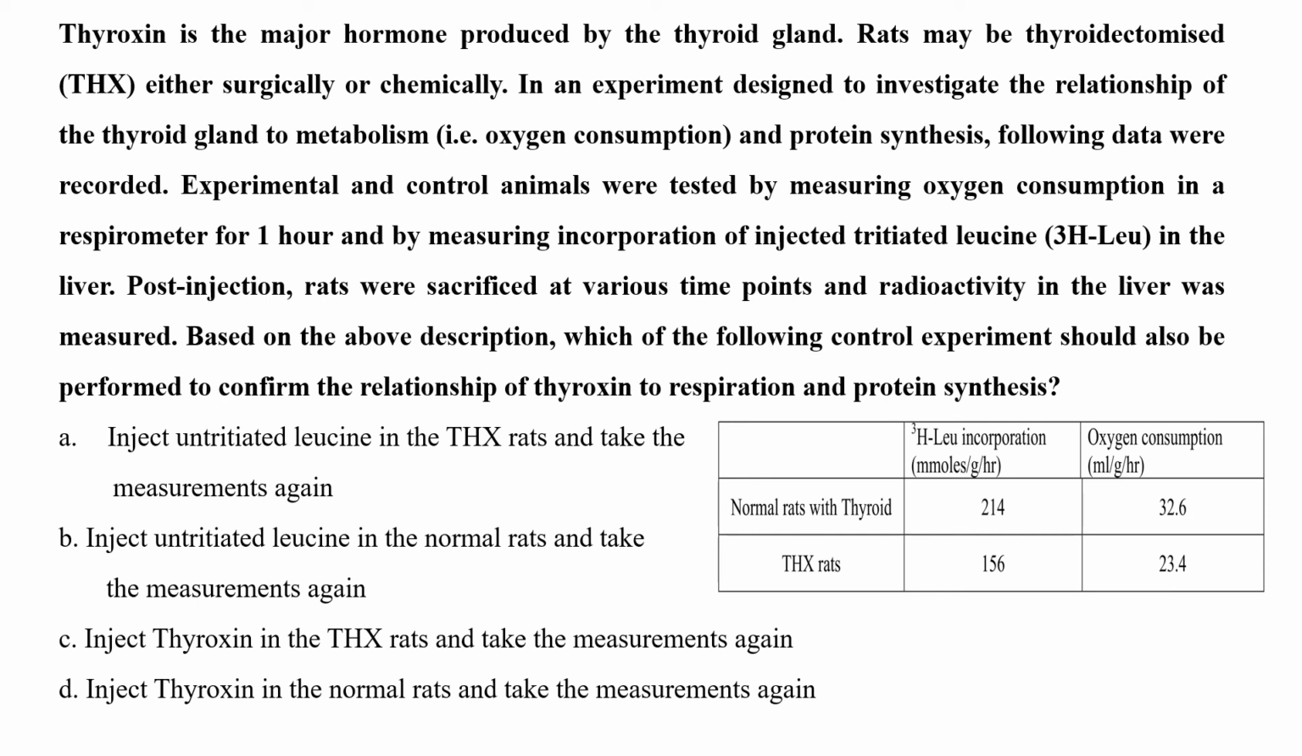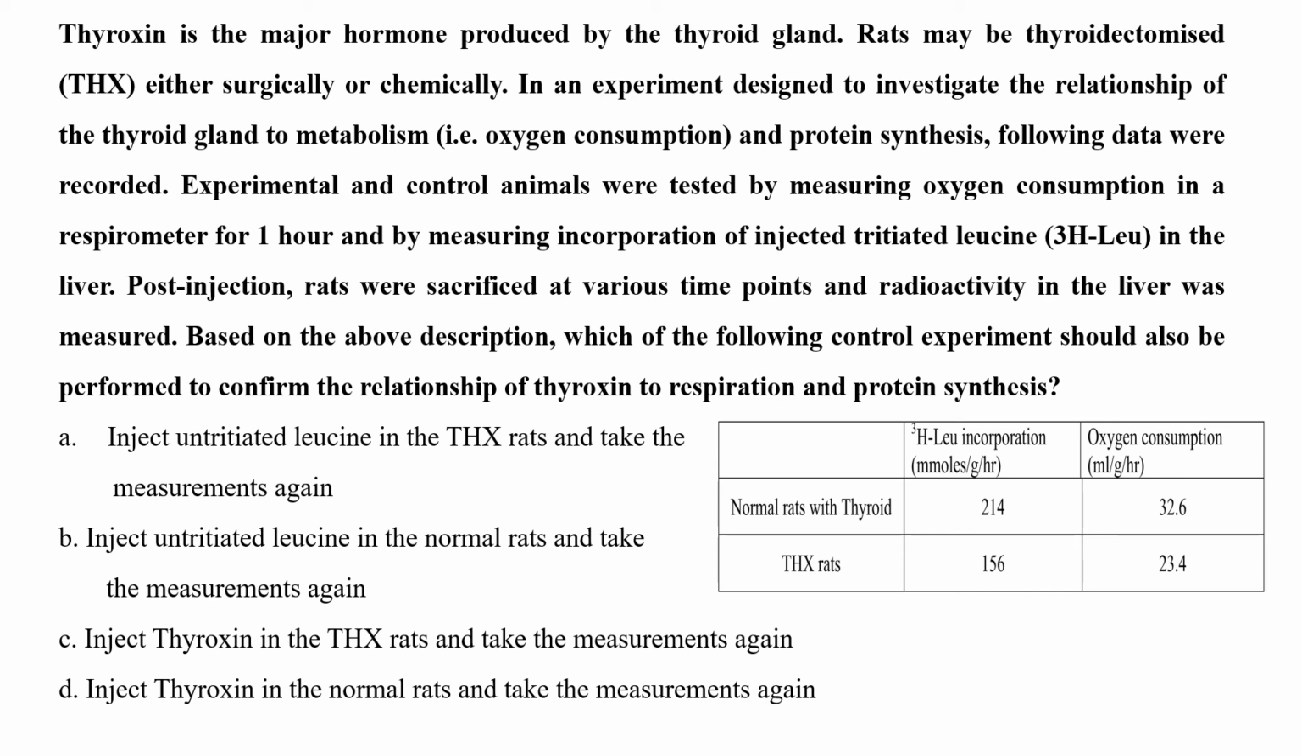Thyroxine is a major hormone produced by the thyroid gland. Rats may be thyroidectomized, that is THX, either surgically or chemically. In an experiment designed to investigate the relationship of the thyroid gland to metabolism, that is oxygen consumption and protein synthesis, the following data were recorded. Experimental and control animals were tested by measuring oxygen consumption in a respirometer for 1 hour and by measuring incorporation of injected tritiated leucine, that is 3H-leucine, in the liver. Post-injection, rats were sacrificed at various time points and radioactivity in the liver was measured.